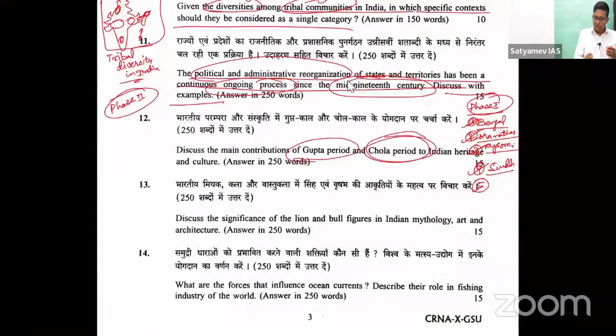So this is how you can write about the main contributions of Gupta period and Chola period to Indian heritage and culture.